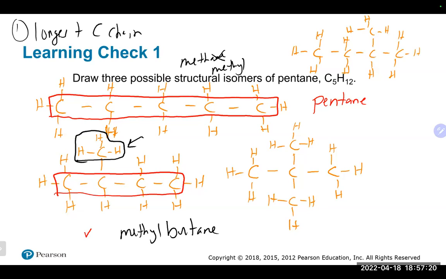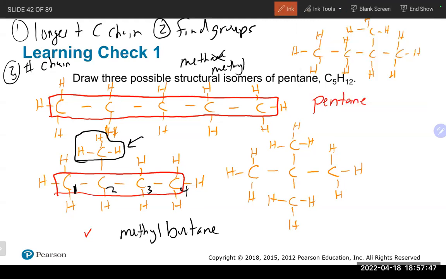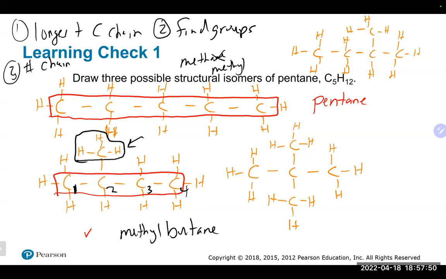I think we're going to get to your question next. So now we come to longest chain, find groups. Now we come to an important part, which is numbering the chain. In this case, there's really two options to number the chain. We could go left to right, which means this would be carbon 1, this would be carbon 2, carbon 3, carbon 4. Our other option is to number the opposite way, which means that this is carbon 1, that is carbon 2, that is carbon 3, that is carbon 4.